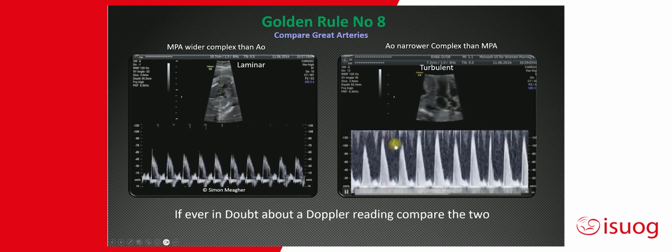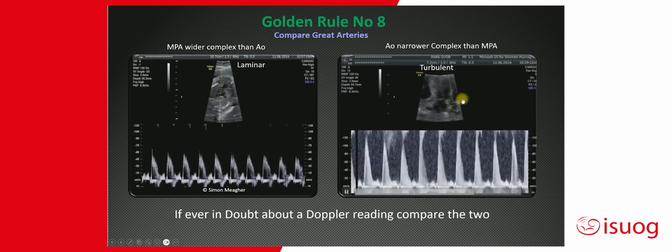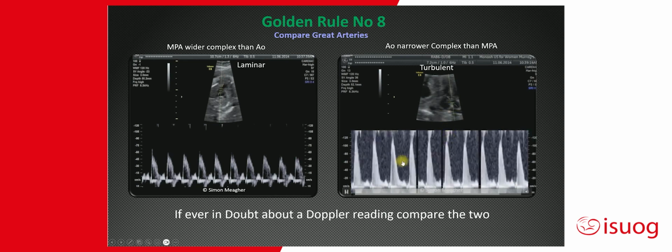And I always ask myself the question, is that artifactual or is it real? There's no post-valvular dilatation. The caliber looks fine. The aortic valve doesn't look that thickened, but the velocity is raised. How can I be sure, though?